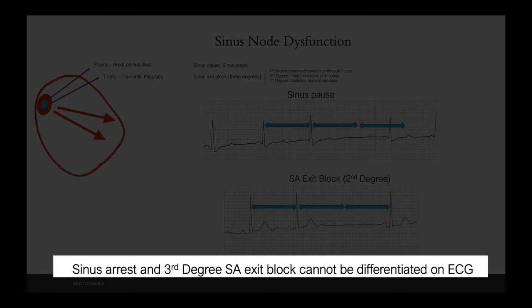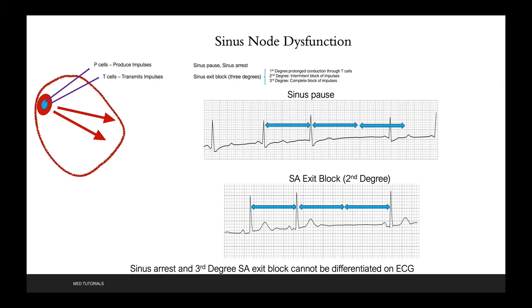Now sinus arrest, that is the most severe form of P cell dysfunction, and third degree SA exit block, that is the most severe form of T cell dysfunction, cannot be differentiated on ECG, because in both conditions the P waves are just not formed or seen on the ECG.